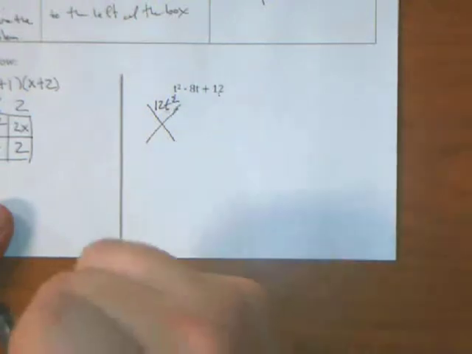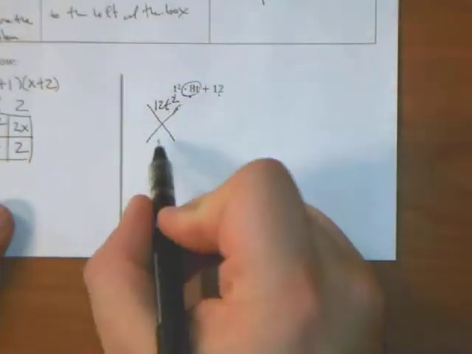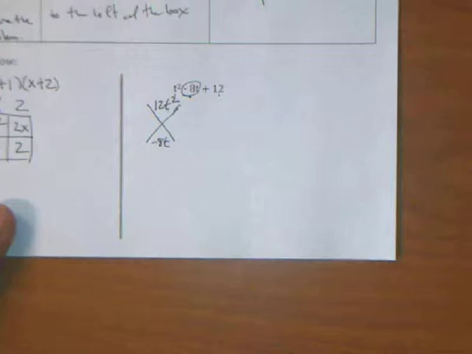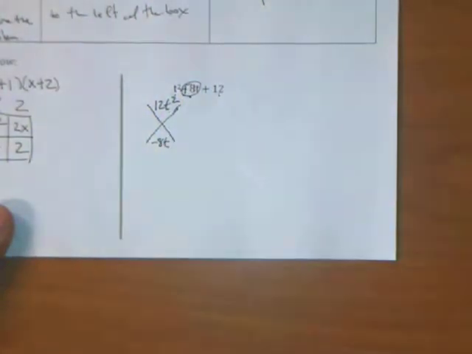12 times t squared, 12t squared. What goes in the bottom box? The middle term. The middle term is minus 8t. If you wanted to, you could rewrite this as plus negative 8t, so we don't forget the negative sign.